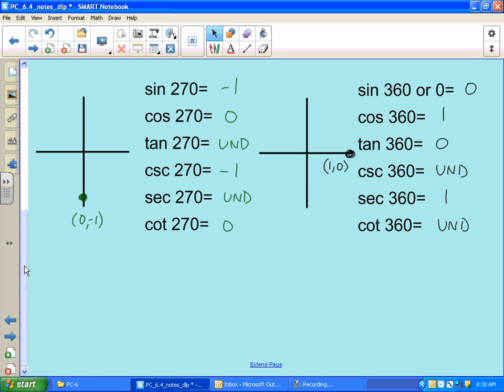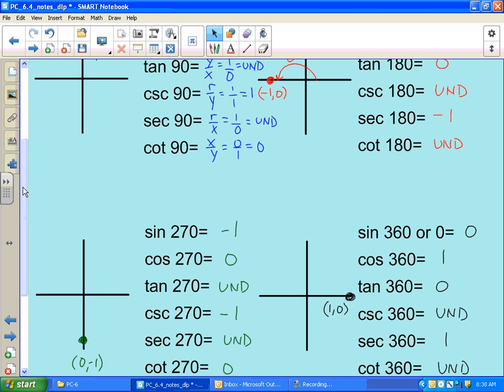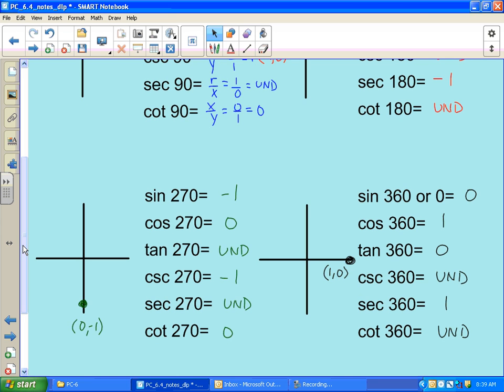Alrighty. So those are our quadrantal angles. 1s, 0s, -1s, or undefined. And notice the ones that are undefined are going to be our tangents, our cosecants, or our secants. That's because we're dividing in some cases by 0, where with sines and cosines we're not doing that because our r value is always 1 for a unit circle.